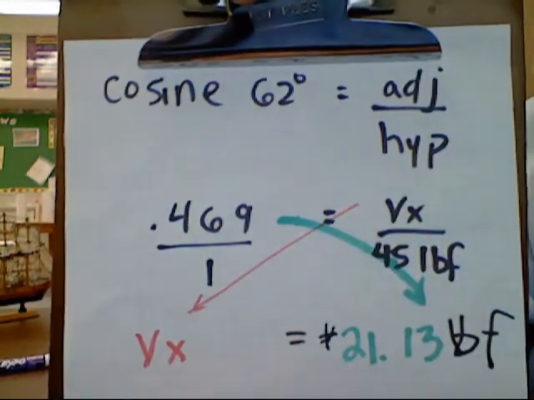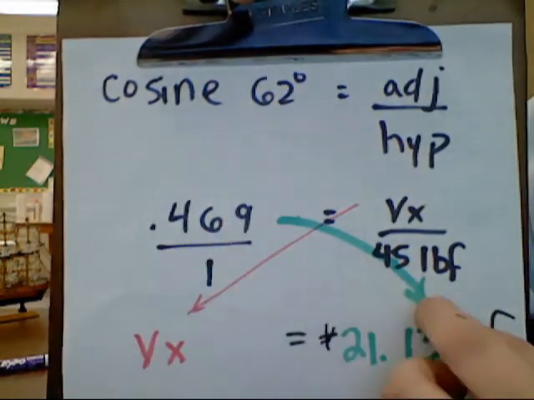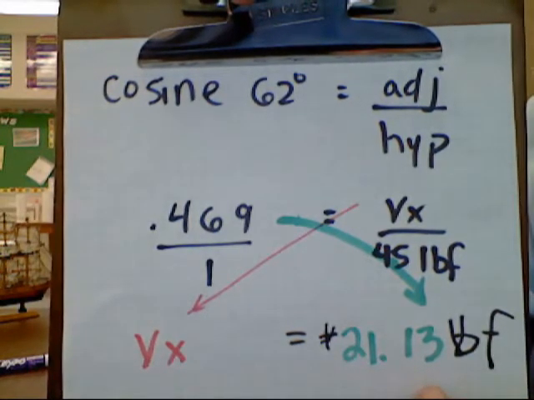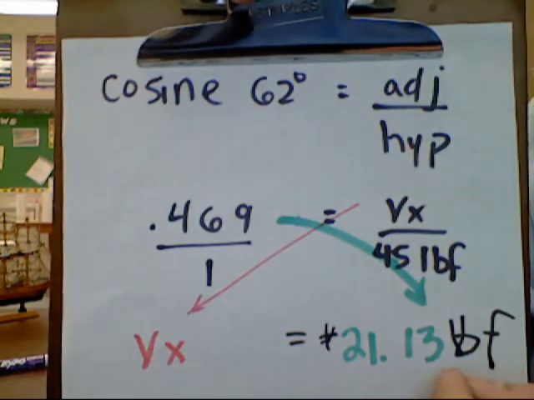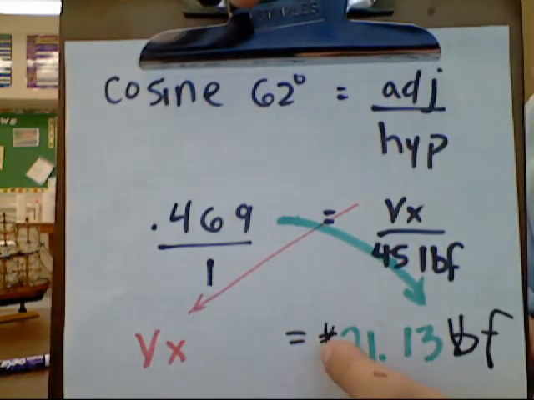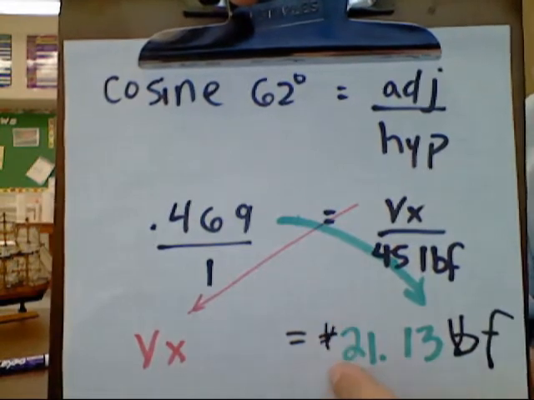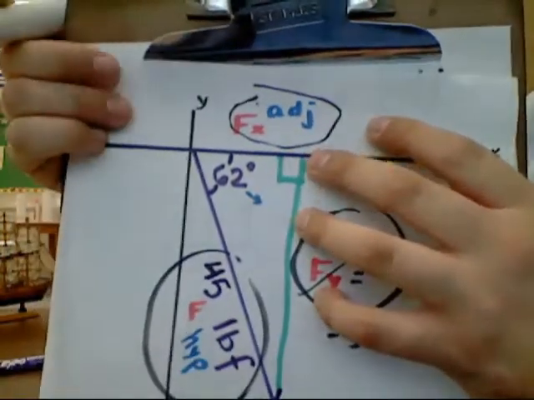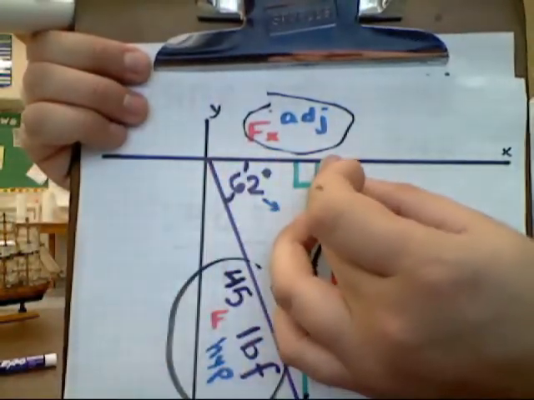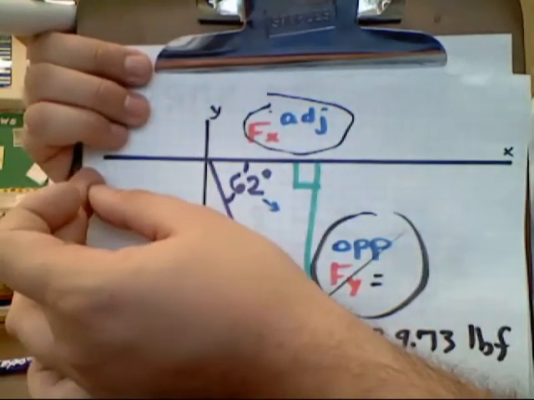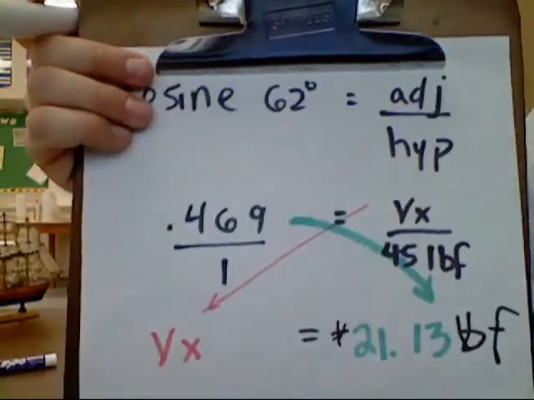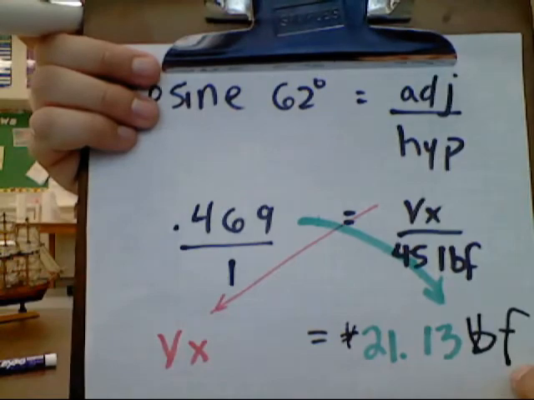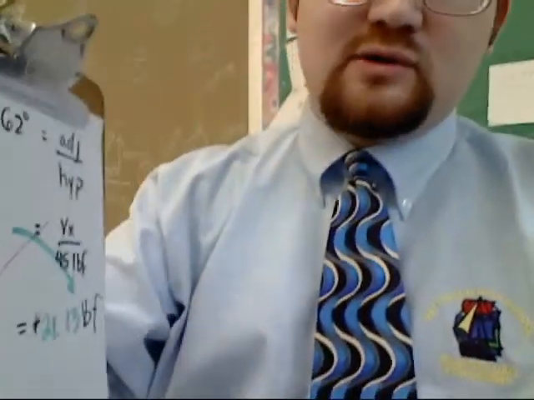Fx times 1 is just Fx. And I cross multiply along the green arrow. 0.469 times 45 is 21.13. I do need my units, which I write in right here, pounds force. And I do need a sign. In this case, although that might be a little unclear, a little messy, that's a positive sign because in the x direction, we're solving for Fx right now, this right triangle is pointing towards the right. Left would be negative, right is positive. So we have that Fx is equal to positive 21.13 pounds force. And we have completed our vector problem.